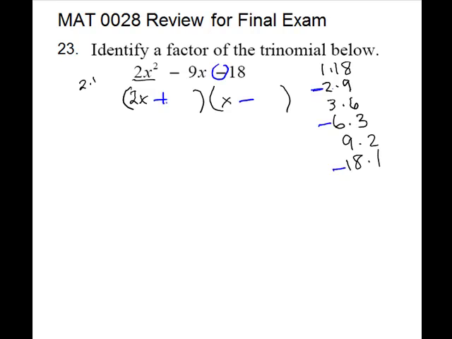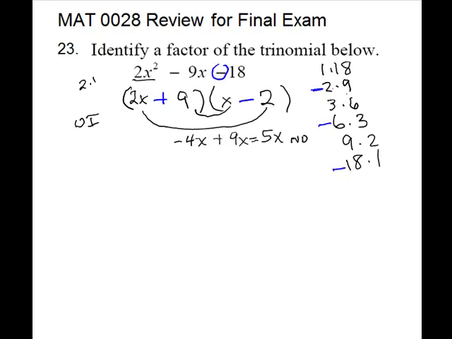I'm going to start with the 9 and 2. So I'm just going to put those in and try them. And by try them, I mean check outside and inside, 2 pieces of your FOIL, to see if you get the right middle. So on the outside, I'm getting minus 4x. Inside plus 9x, which gives me 5x. We're trying to get to minus 9. So no, this did not work. I need to go to the next choice.